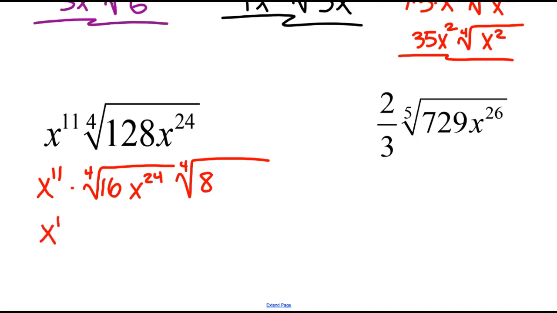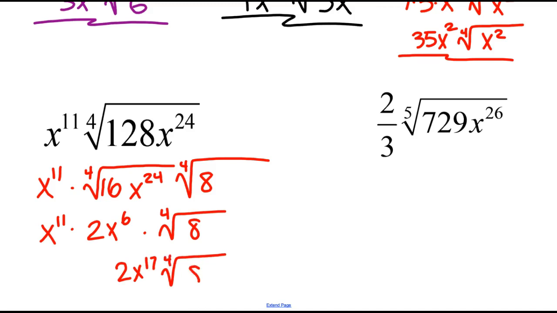So we have x to the 11th times 2x to the 6th times the fourth root of 8. Clean that up, write it all as one thing. That's going to be 2x to the 17th times the fourth root of 8. It's not the square root. It's the fourth root. So nothing times itself 4 times is 8. 2 times 2 times 2 times 2 is 16.